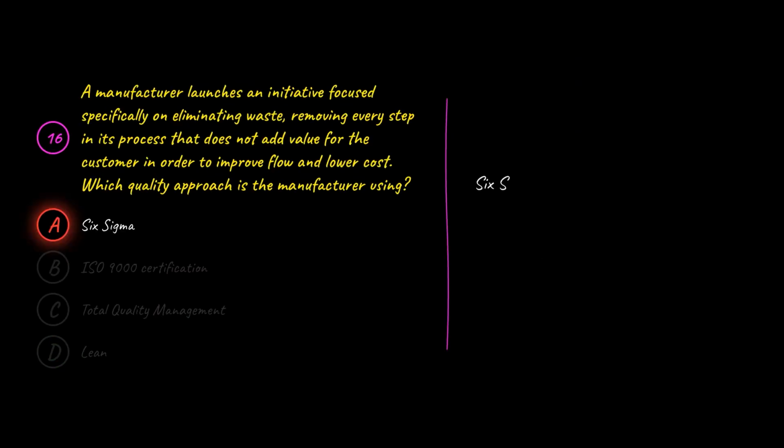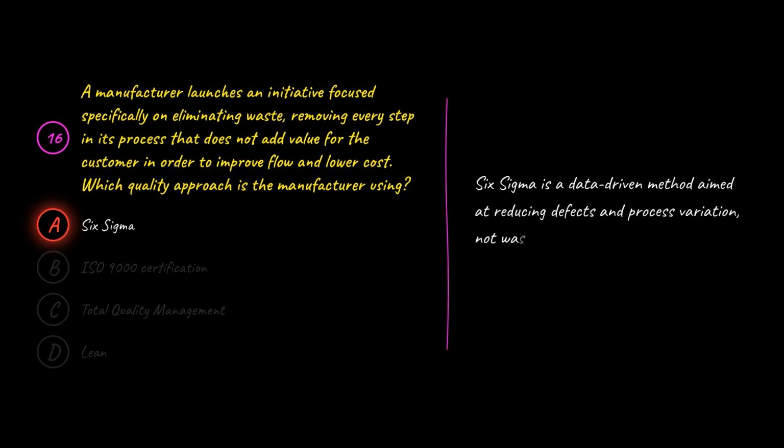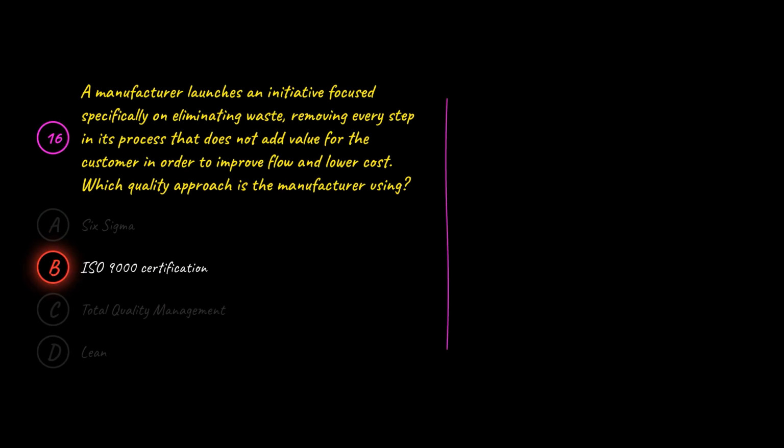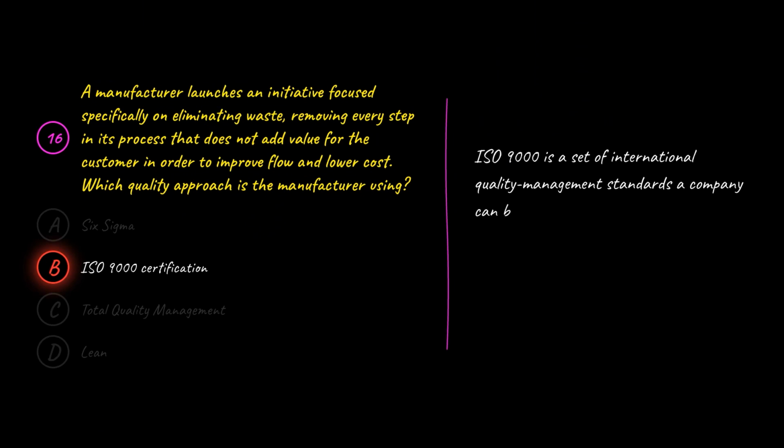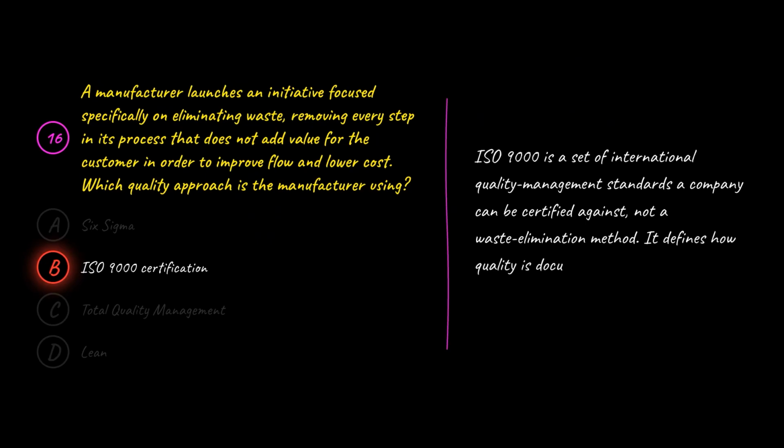A is wrong because Six Sigma is a data-driven method aimed at reducing defects and process variation, not waste in general. The scenario targets wasteful steps, which is the goal of lean. B is wrong because ISO 9000 is a set of international quality management standards a company can be certified against, not a waste elimination method. It defines how quality is documented and assured rather than how waste is removed.